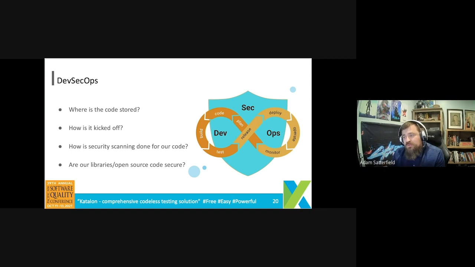So it really then falls into that DevSecOps pipeline of where is it stored? How are we building it? How are we deploying it? What environments is it running on? Are we scanning our own code?